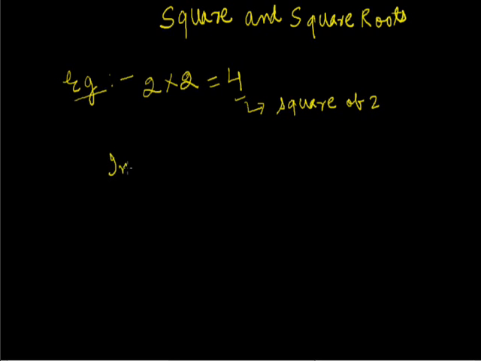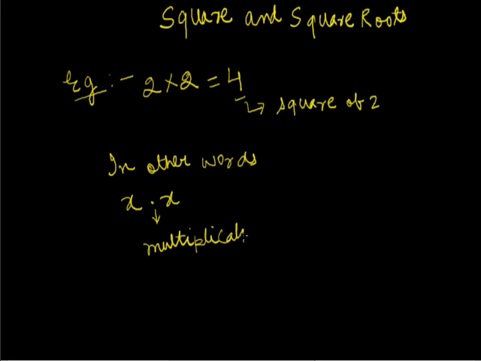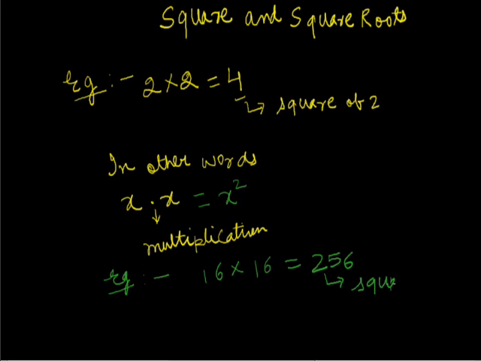Now, in other words, we can term it as x multiplied by x. This dot represents the sign of multiplication, and it gives you the answer x squared. So, for example, if the number 16 is multiplied with 16 again, it gives the answer 256. So this 256 is the square of 16.